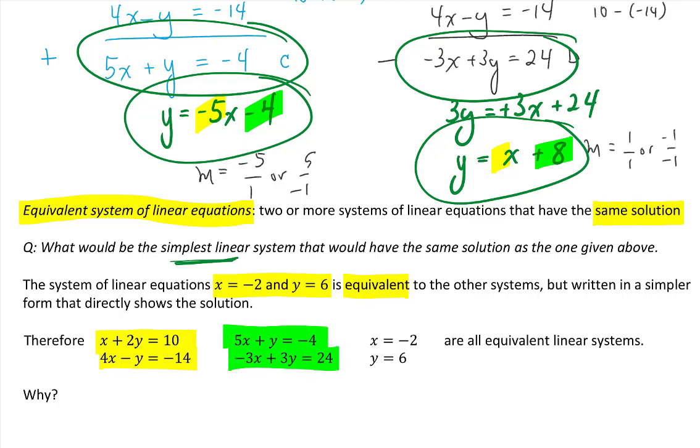So therefore, this system of equations and this system of equations are all equivalent linear systems. And again, why are they equivalent linear systems? Because they all go through the same point of intersection, or they all have the same solution.